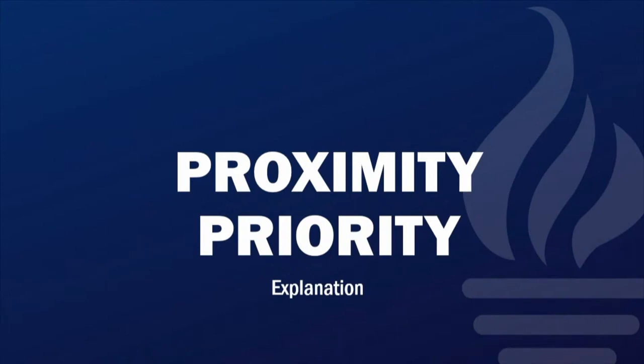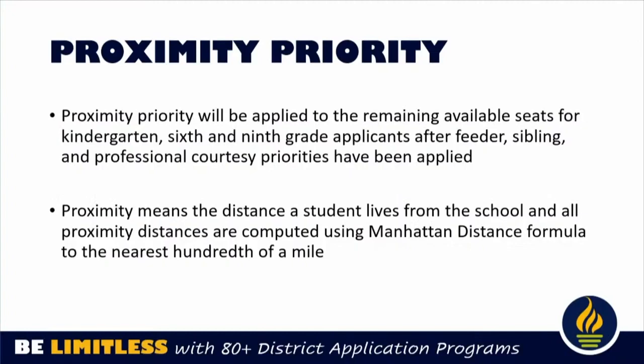And I know in our beginning when we did the how to apply, I talked about the proximity priority. I just want to hit upon it one more time, because this is probably the number 1 reason people call us. So I'm going to explain how the proximity priority works one more time and hopefully be able to answer those questions. So the proximity priority is applied to the remaining seats after the sibling, the professional courtesy, and if there's a feeder pattern, the feeder pattern priorities are. Once those are given, then a certain percentage of the remaining seats go to proximity.